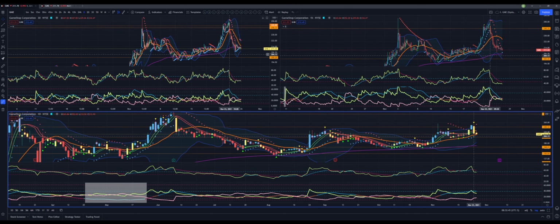So I hope that was, I know that was a little bit rambling, but in summary, these are the things that I'm looking for when I'm trying to get into a trade. This is what's going on with GameStop right now.